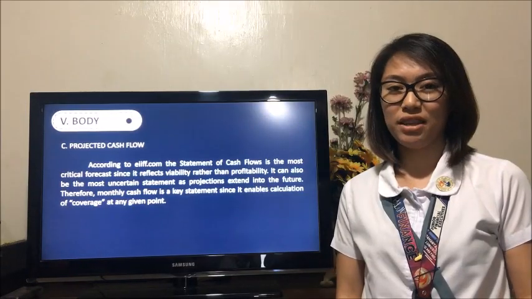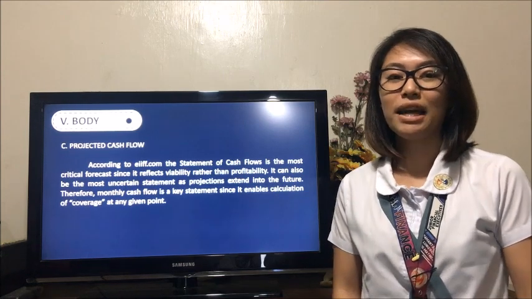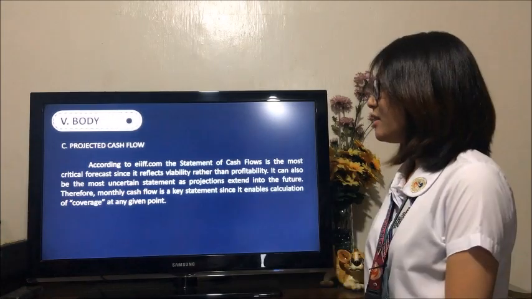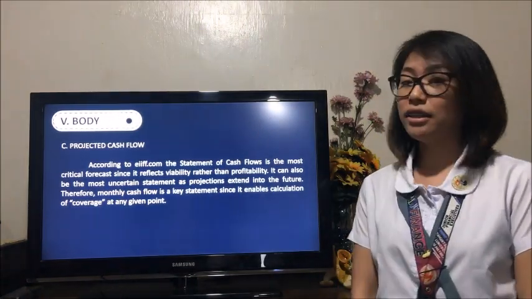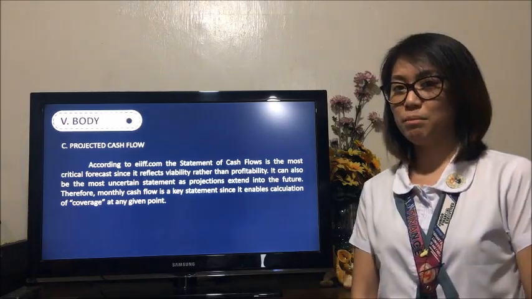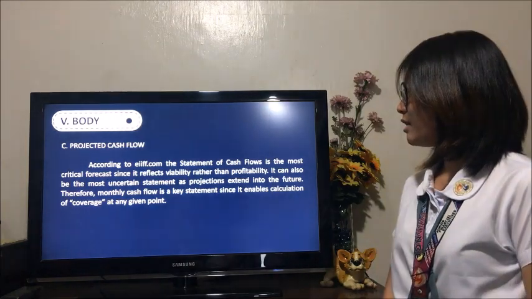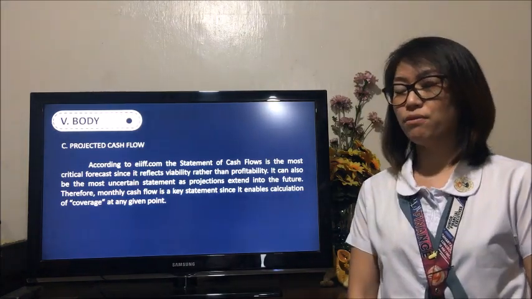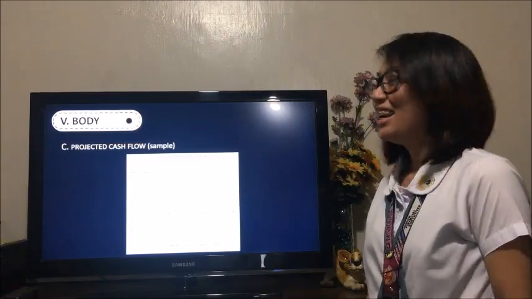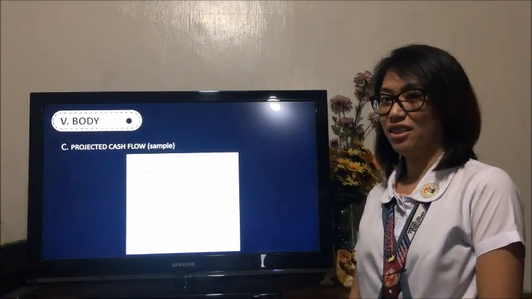Projected cash flow statement. It is a key aspect of the financial management of an entity, planning its future cash requirements to avoid a crisis of liquidity. This is also the most critical forecast since it reflects viability rather than profitability. Therefore, monthly cash flow is a key statement since it enables calculation of coverage at any given point. Again, here is my sample of the projected cash flow of the Ohana Trading Corporation.